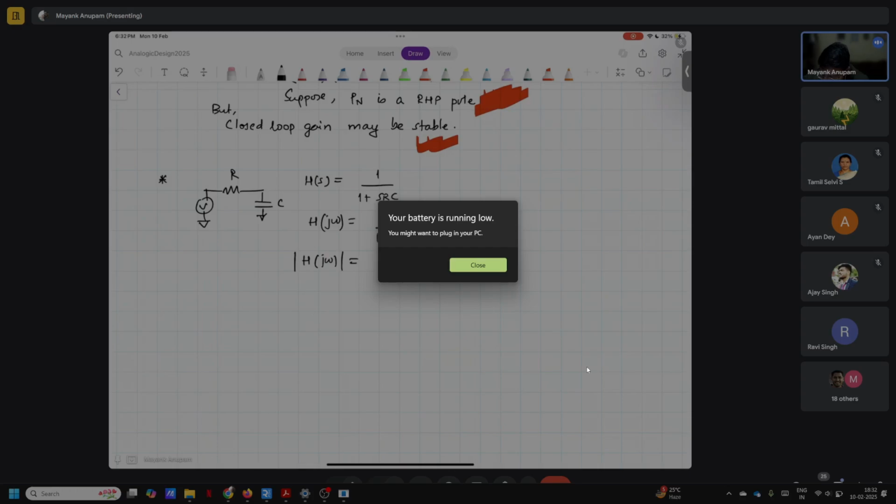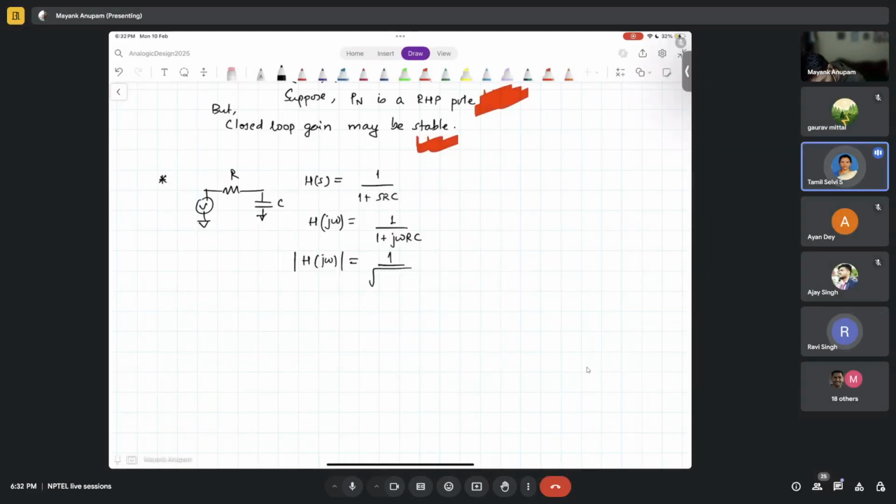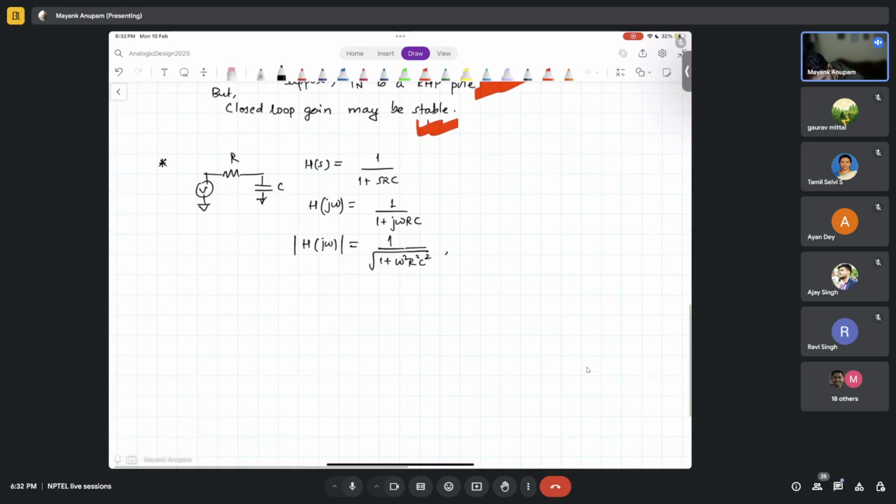What is the magnitude of H of j omega? 1 by the square root of 1 plus omega squared. Yes, good. Now tell me also, what is the phase of H of j omega? Minus tan inverse of omega RC, right?